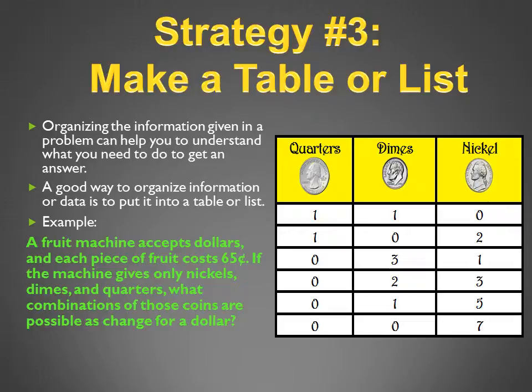For example, a fruit machine accepts dollars and each piece of fruit costs 65 cents. If the machine will only give nickels, dimes, and quarters back, what combination of those coins are possible for your change from a dollar?